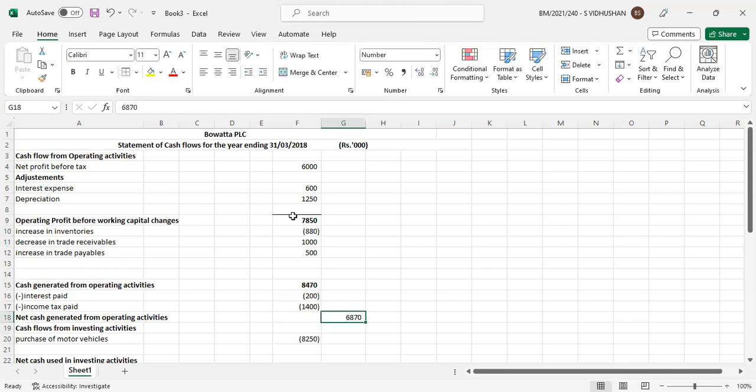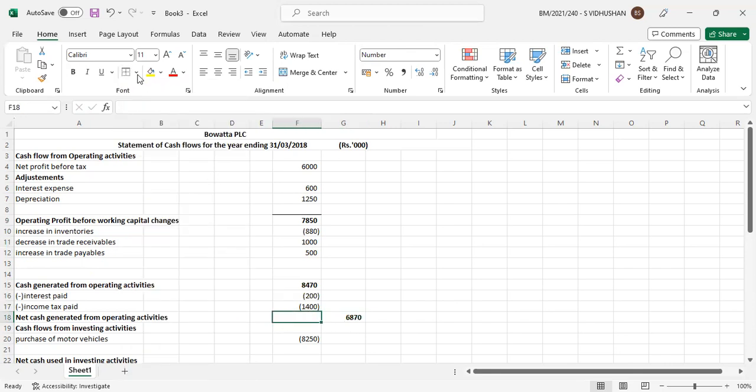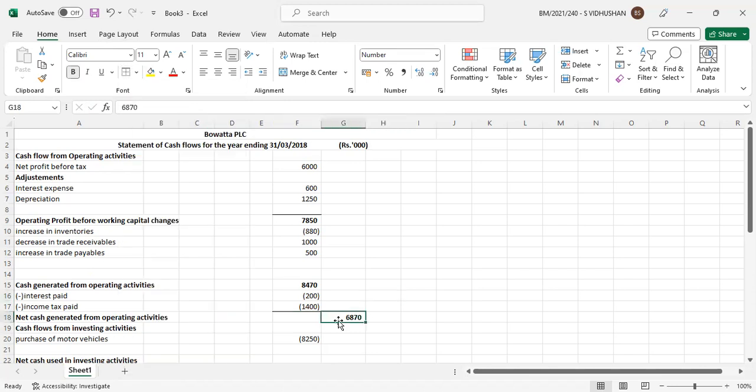6,870. Right. That's how you need to do this. Okay. 6,870. Right. Now, the net cash flow generated from operating activities is 6,870.